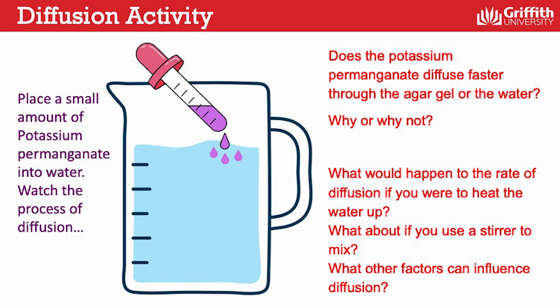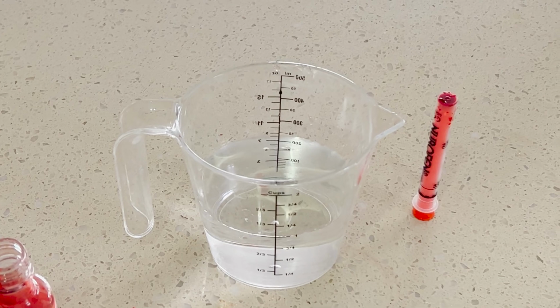So now let's take a look at the diffusion activity. We're going to take a jug with water and put some food dye in it and measure the rate of diffusion of the food dye. This is an experiment you can do at home. It seems very simple, but it highlights different factors that can affect diffusion for us.